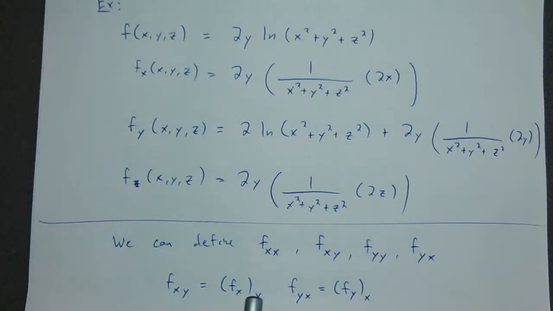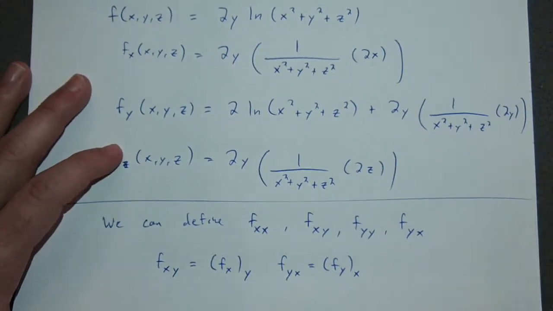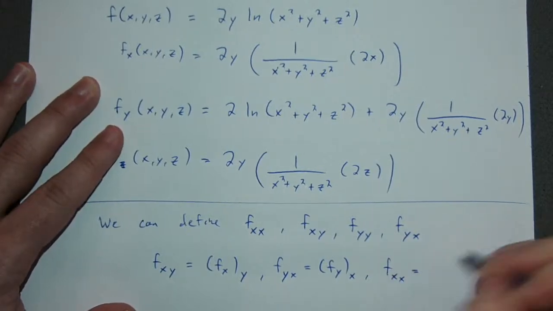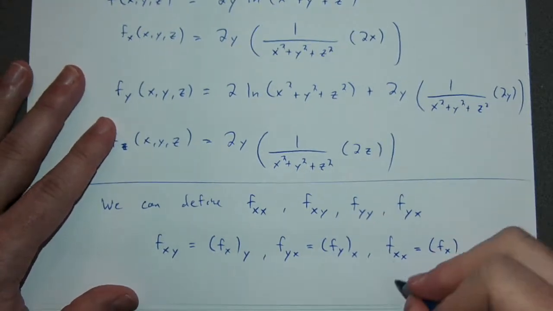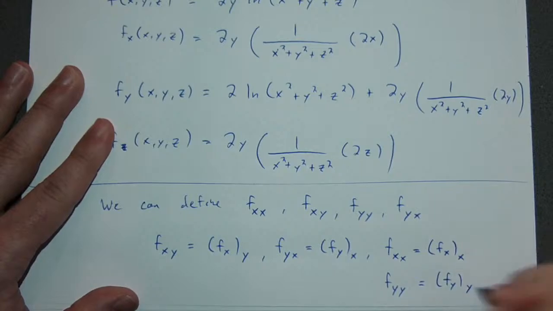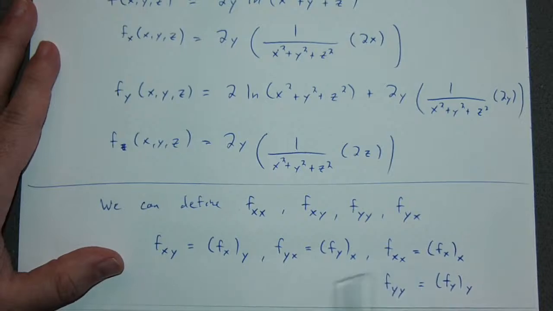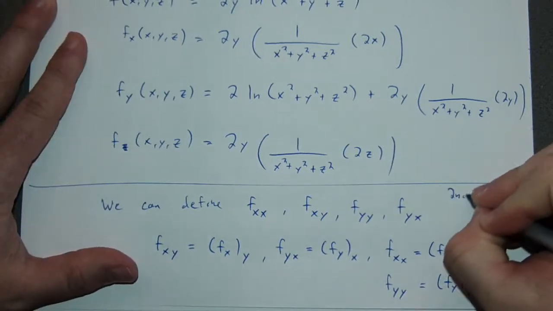Your textbook reverses the order of these, but we'll see why in a second that we don't actually have to worry about that. Then f sub xx is the x partial of the x partial, and f sub yy is the y partial of the y partial. Sometimes you'll hear these called the pure second order partial derivatives, and these are the mixed terms. These are the mixed partials. These are second order partial derivatives.